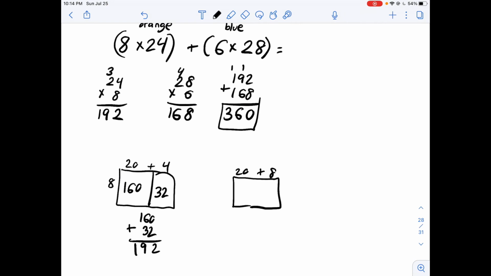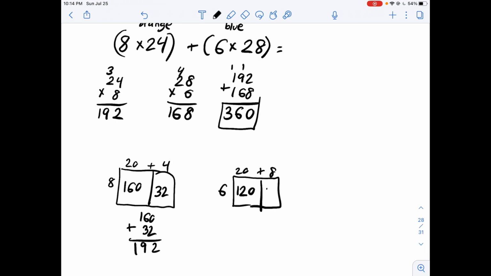Now I have to figure out the blue erasers. 20 plus 8. We're going to multiply that by 6. 6 times 20 is 120. 8 times 6 is 48. 120 plus 48 equals 168. Now we're going to add those together, and that's the blue erasers. Now we add up the orange erasers.